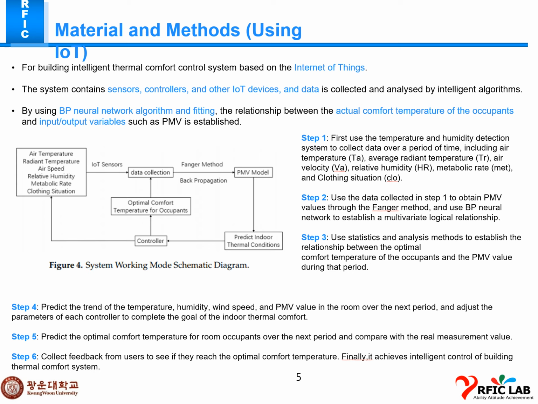And as this topic is about what material and method have been used, in this method they had used the IoT method, Internet of Things, and the system contains the sensor, controller, and other IoT devices, and data is collected and analyzed in intelligent algorithms, BP neural network and neural fitting network, and the relation between the actual comfort temperature of the occupant and input output variables, such as predicted mean value, is established.